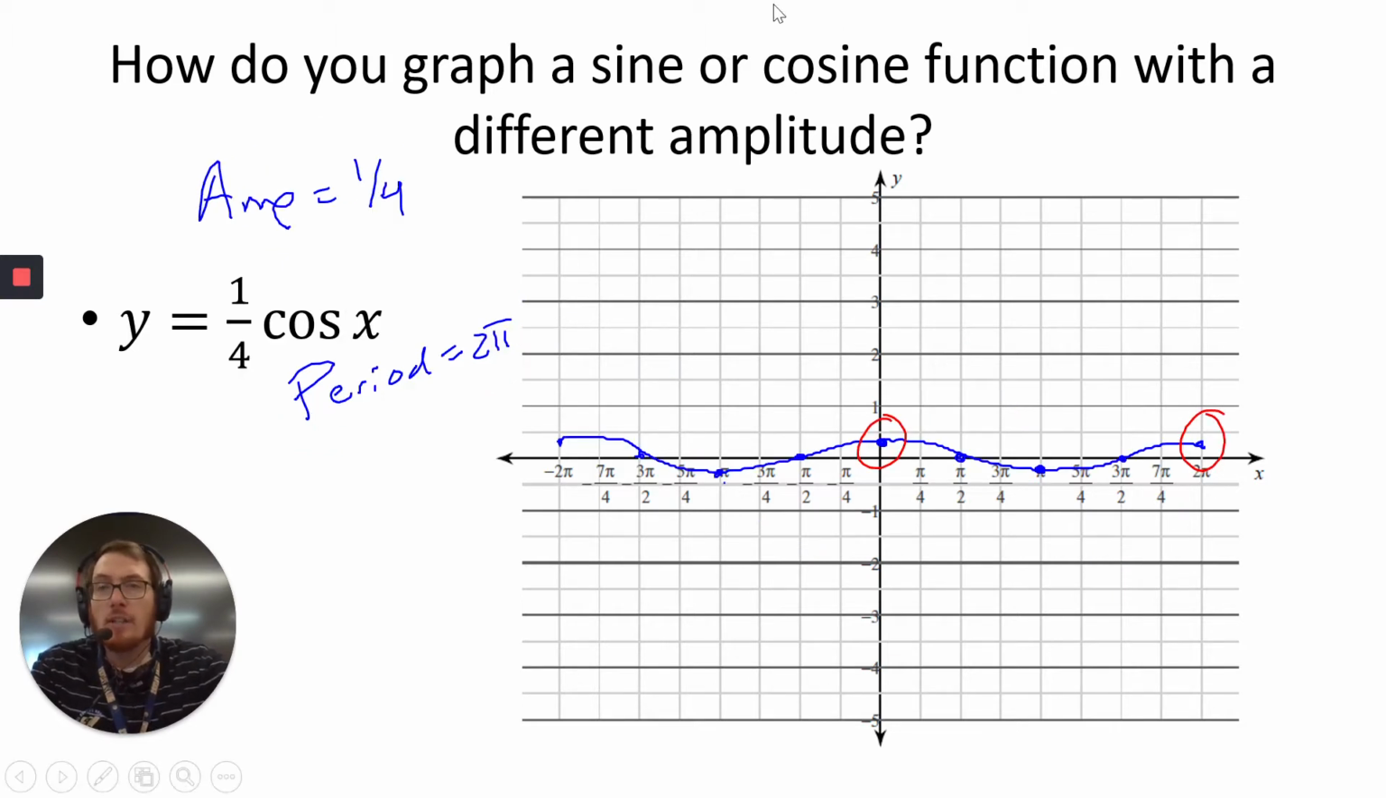The next one is a cosine graph, but notice there's a 1/4 out front, so the amplitude is 1/4. So instead of cosine starting up at 1, it's going to start up at a 4th, go down and back. And notice I circled where one period of the graph would be, and that would be from 0 to 2 pi still because the period has not been affected.